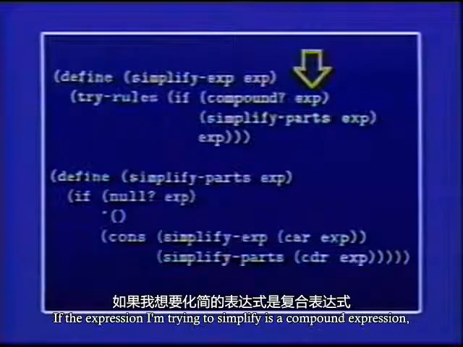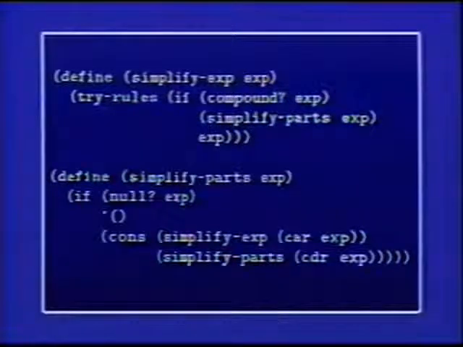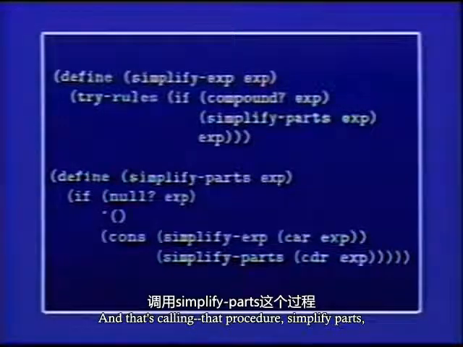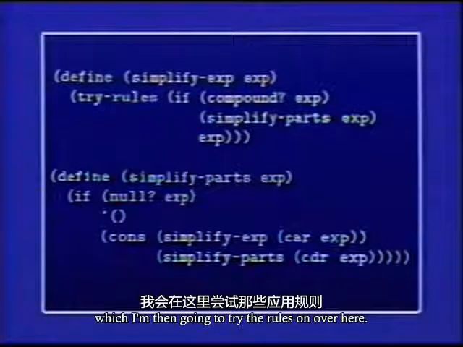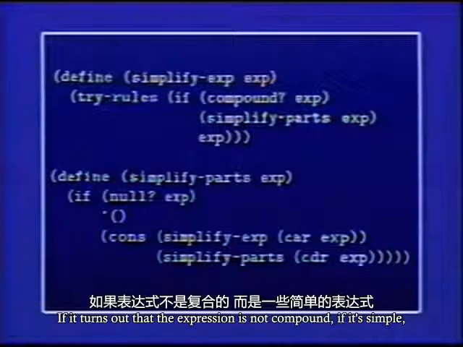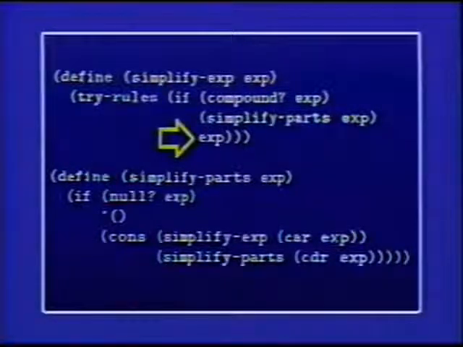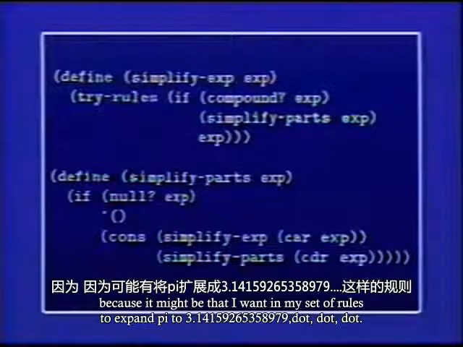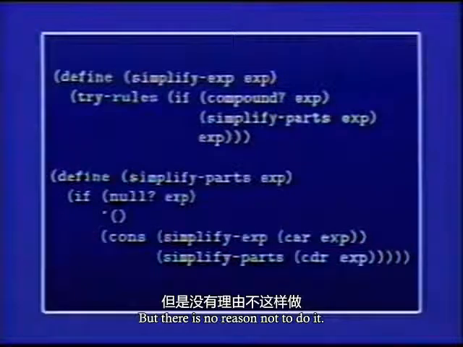If the expression I'm trying to simplify is a compound expression, I'm going to simplify all the parts of it. And that procedure, simplify parts, is going to make up a new expression with all the parts simplified, which I'm then going to try the rules on over here. If it turns out that the expression is not compound, if it's simple, like just a symbol or something like pi, then in any case I'm going to try the rules on it, because it might be that I want in my set of rules to expand pi into 3.141592653588979... But I may not. But there's no reason not to do it.